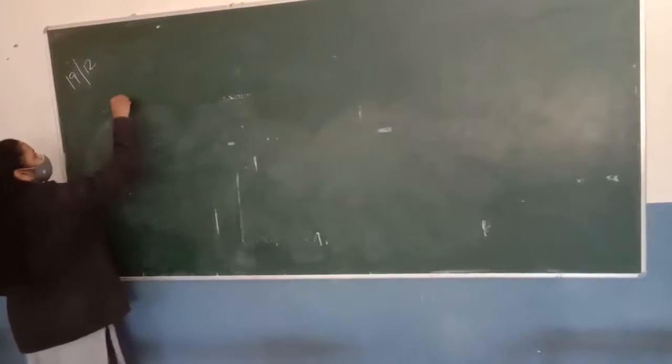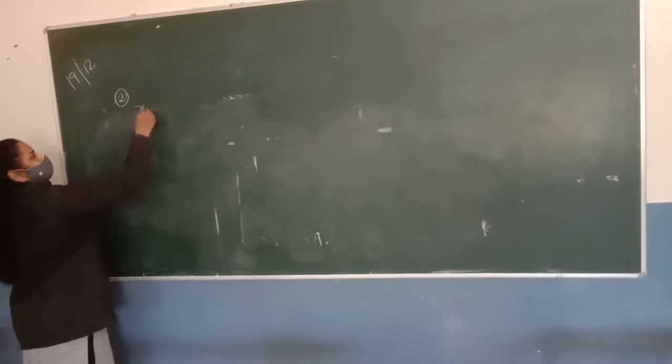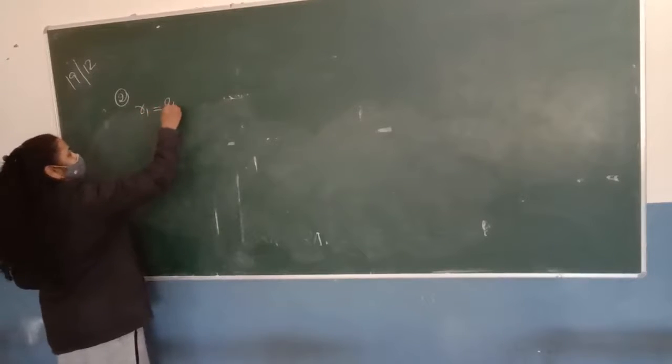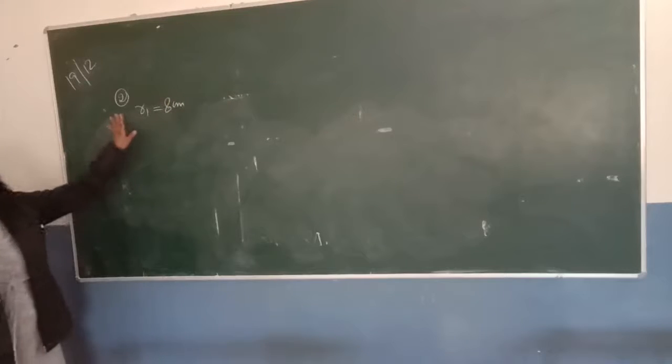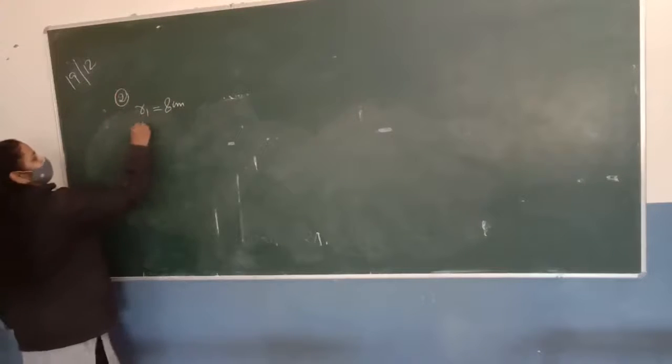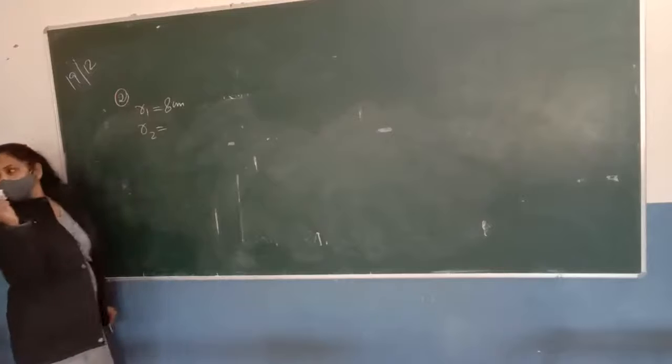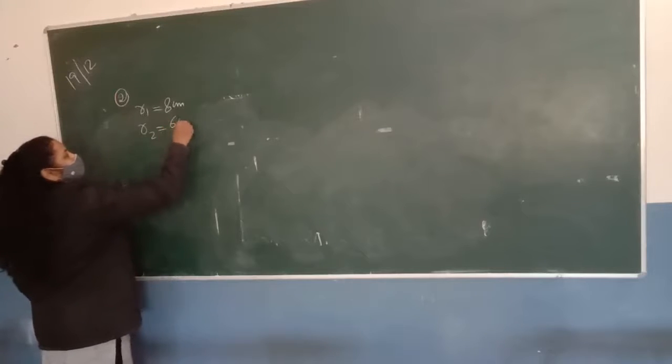Dishan, please read the second question. The radii of two circles are 8 cm and 6 cm. So now the radii of the two circles are 8 and 6. So r1 is 8 centimeter. We have to write the radius of one circle is 8 centimeter, and the radius of the other circle is 6 centimeter. Okay. Find the radius of the circle having area equal to the sum of the areas of two circles.